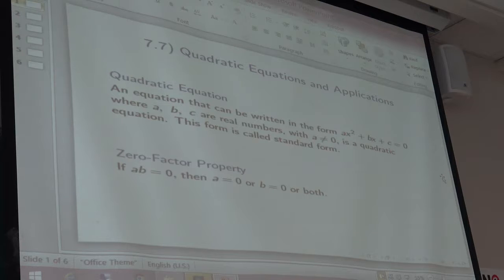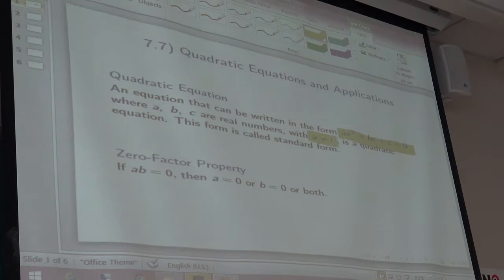A quadratic equation means an equation that can be written in the form of ax squared plus bx plus c is equal to 0, where a, b, c are constants or real numbers, and the leading coefficient a is not equal to 0. So ax squared plus bx plus c, when a is not equal to 0, is a quadratic equation. And this form is called the standard form.